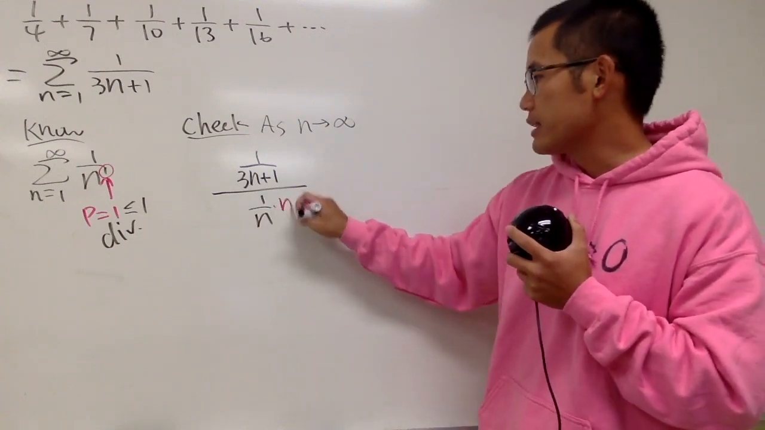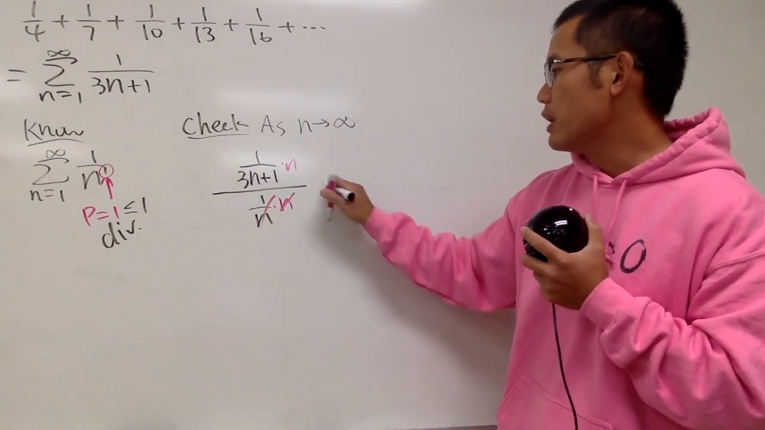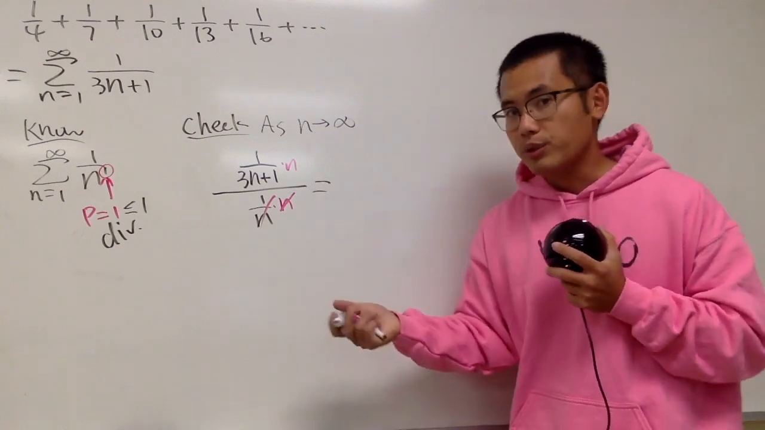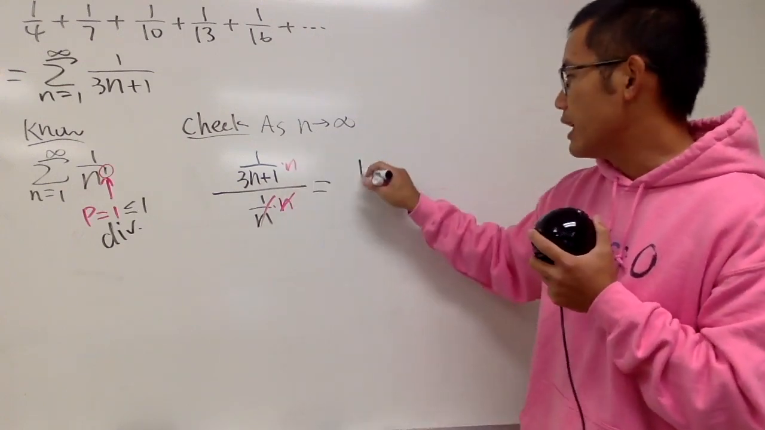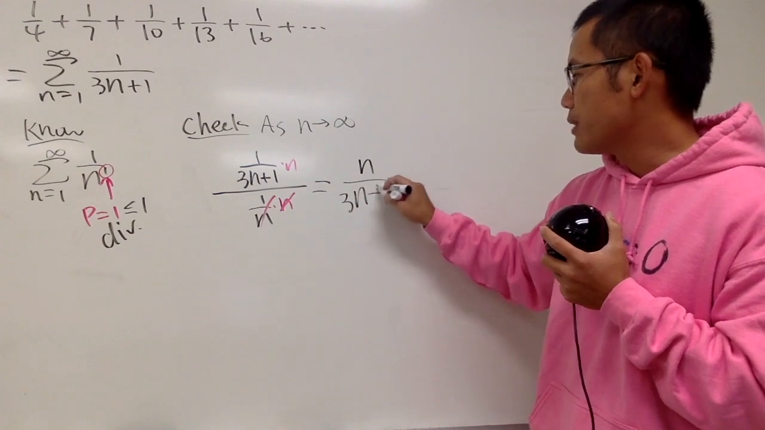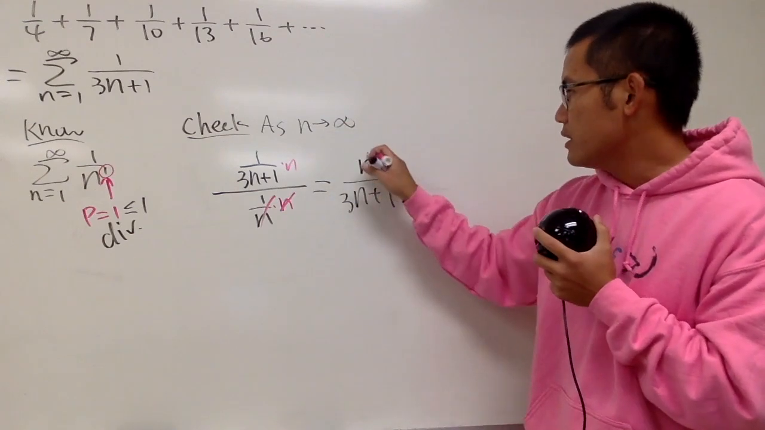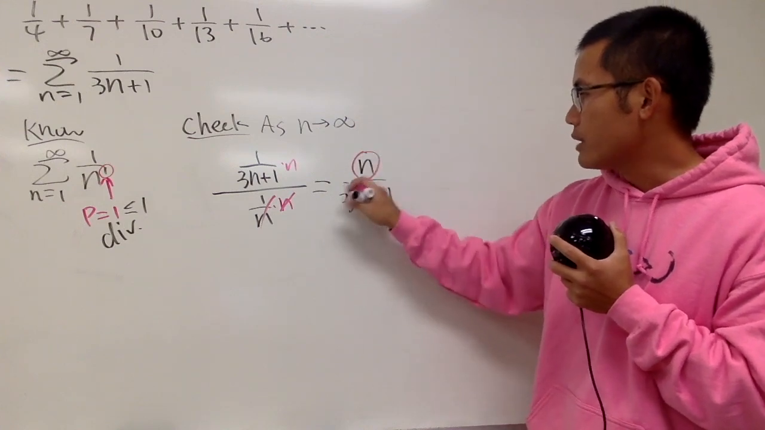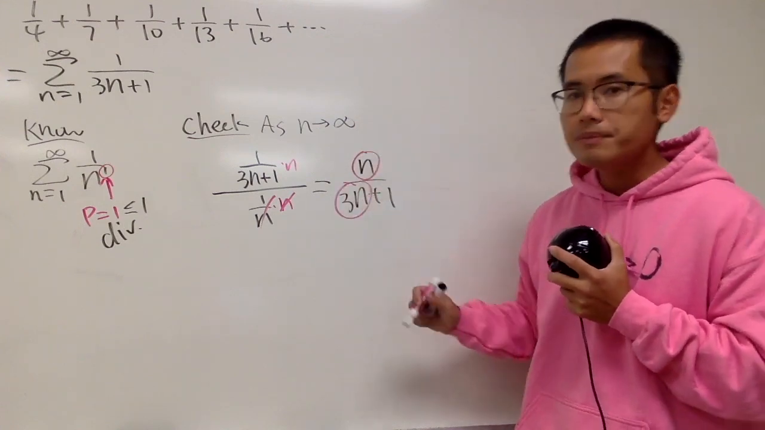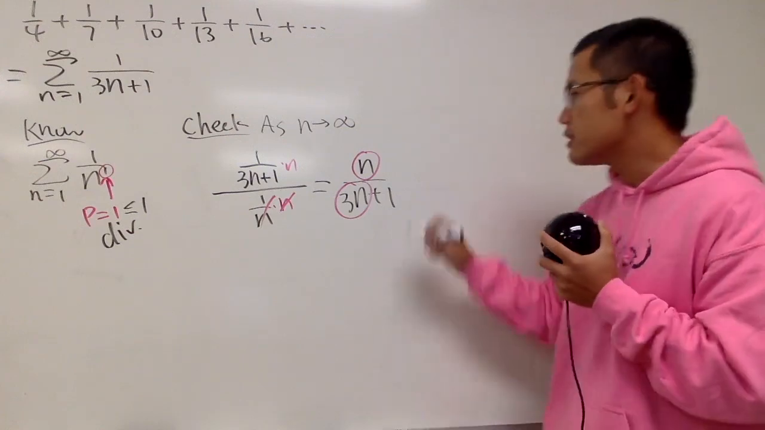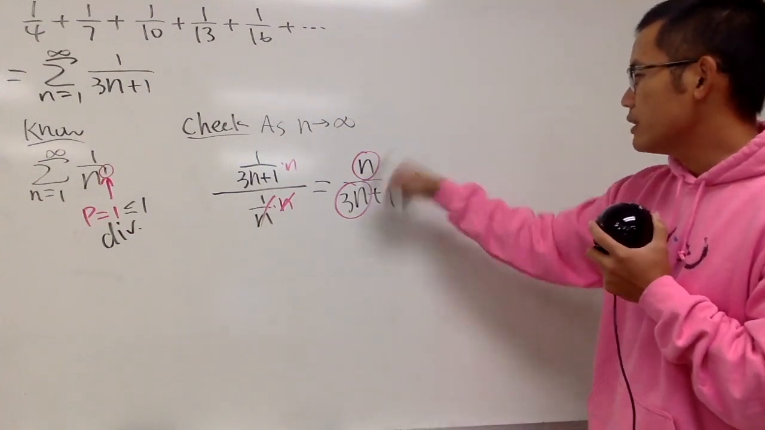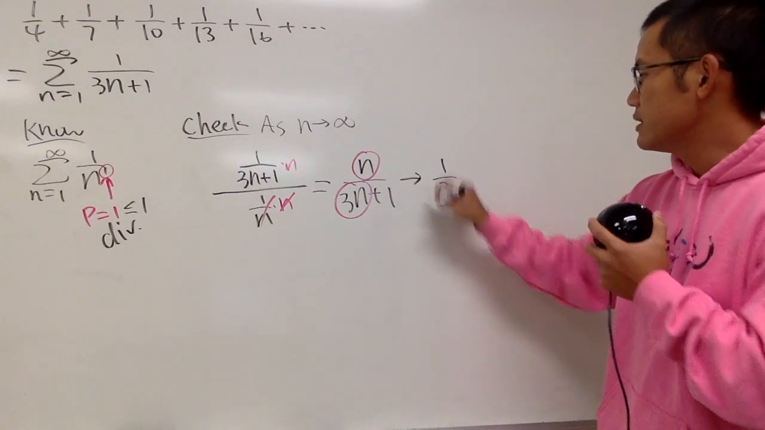So that's just multiply the top and bottom by n, so they cancel. Put down equal sign because we're just doing algebra, and you see this is just n over 3n plus 1. And now let's do the limit. As n goes to infinity, well, this is n to the first power, this is 3n to the first power. The plus 1 doesn't really matter, and we can just draw arrow, and the limit for this is just 1/3.